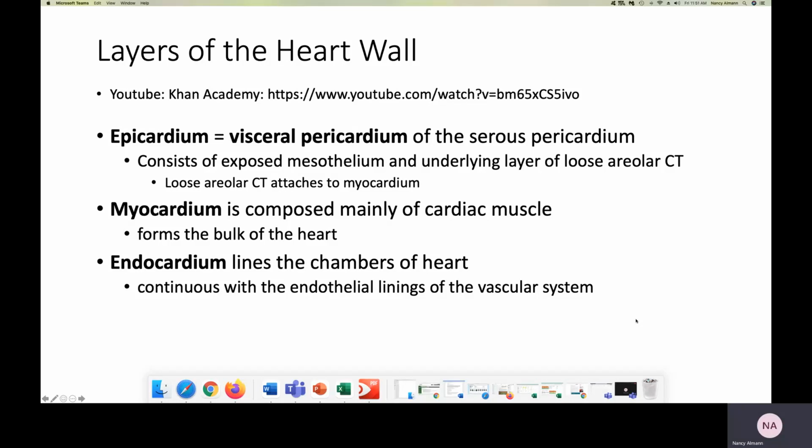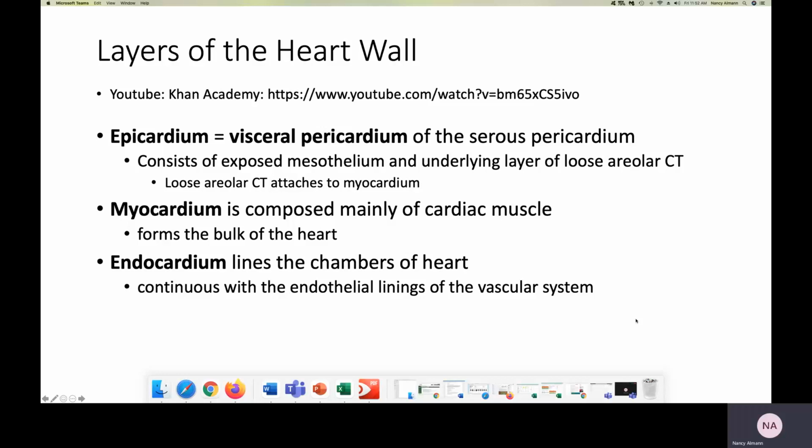Let's talk about the layers of the heart wall. The epicardium, as we know, is another name for the visceral pericardium. It is going to be made up of mesothelium and an underlying layer of loose areolar connective tissue. That loose areolar connective tissue is going to attach directly to the myocardium. If you remember, the suffix myo means muscle, and myocardium means cardiac muscle. So what a surprise, the myocardium is going to be mainly cardiac muscle cells. It will form the bulk of the heart.